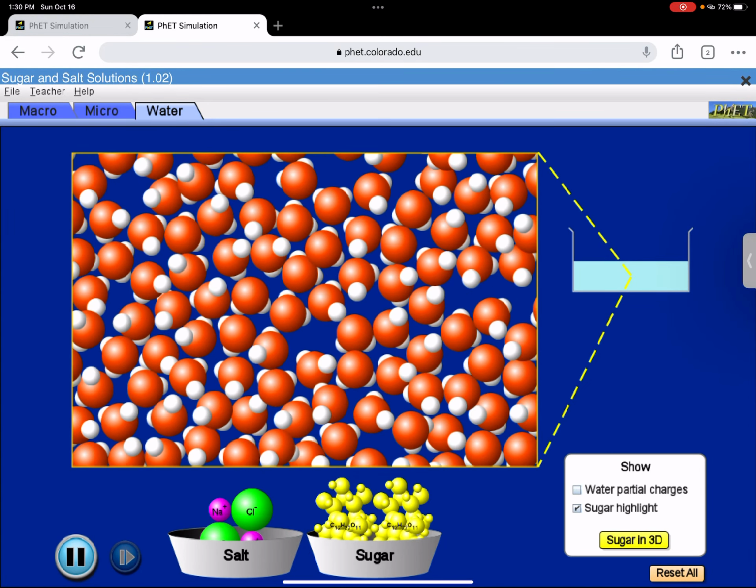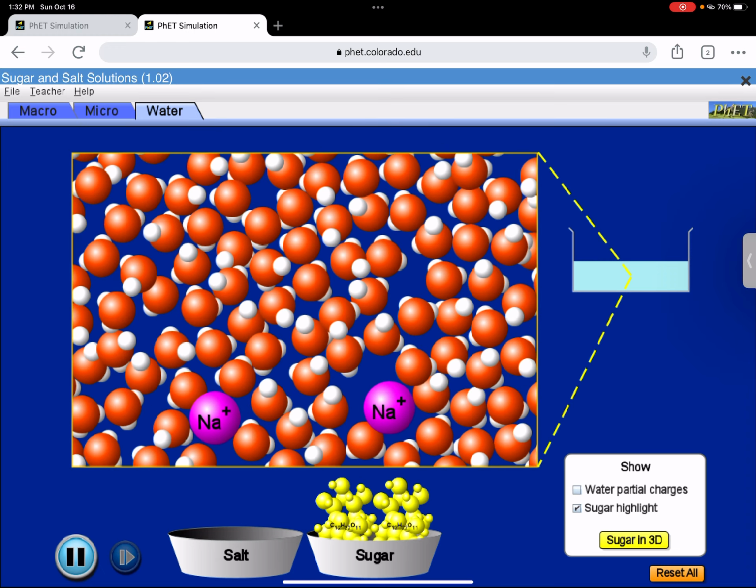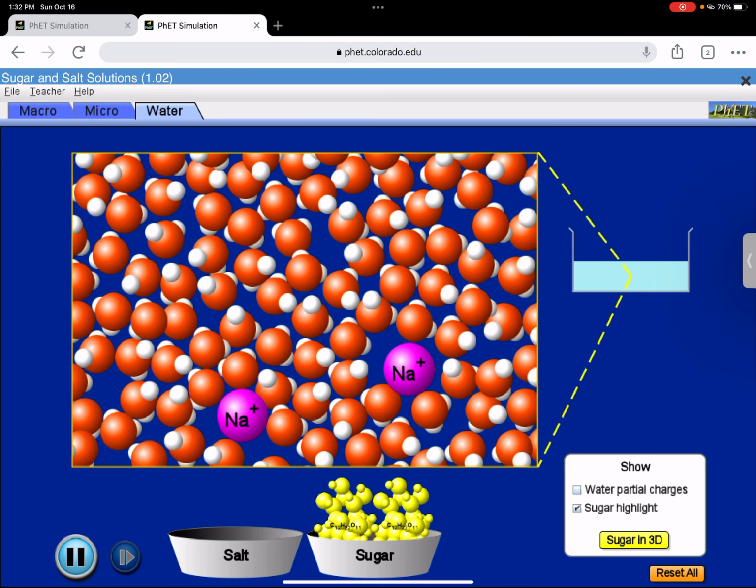If the forces that are holding the Na and the Cl together in the solid phase are weaker than the forces attracting it to the water, it will dissolve. And not only will it dissolve, but the positive ions will be attracted to those different dipoles in the water. They call that ion dipole. And that's what happens when you make a solution.